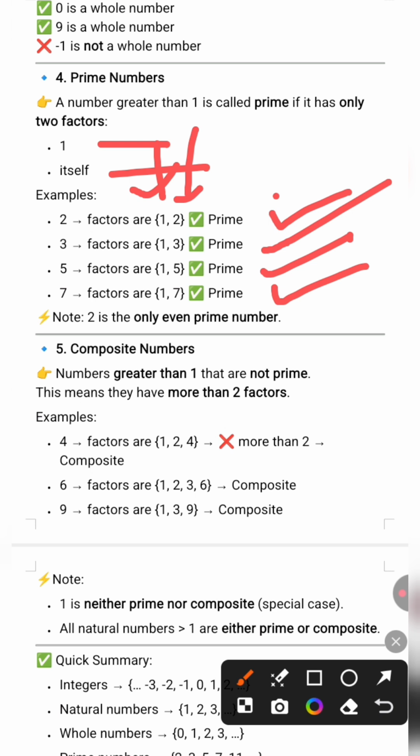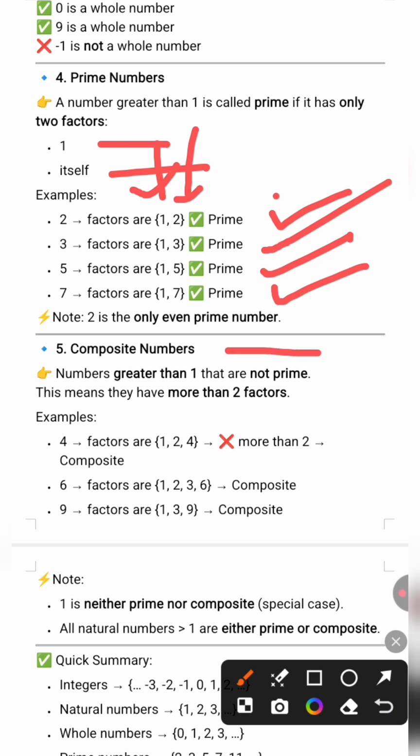Note that 2 is the only even prime number, and all other even numbers can be divided by 2, so they are not prime numbers. Only 2 is a prime number, but all other even numbers are divisible by 2, so they are not prime. Now if a number is greater than 1 but not prime, we call it a composite number.